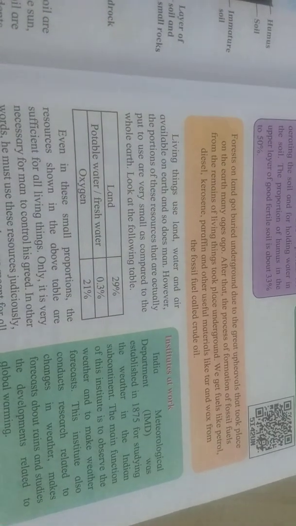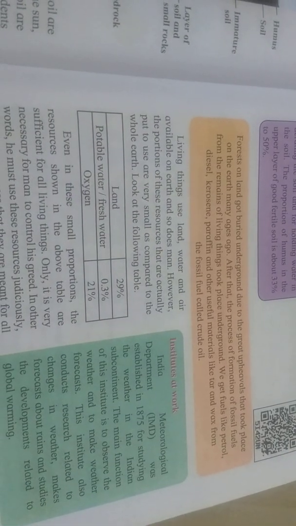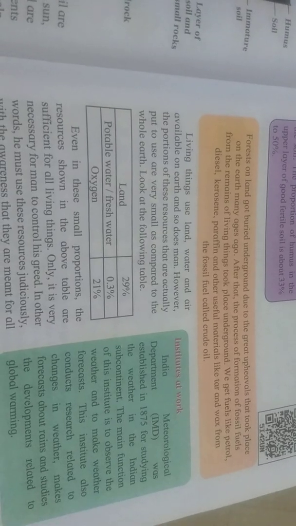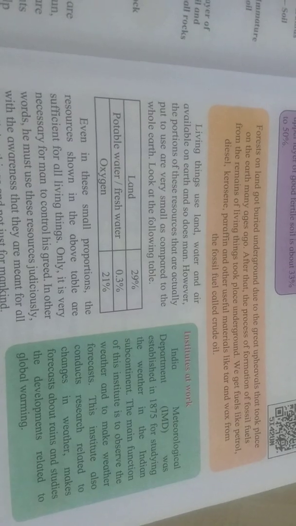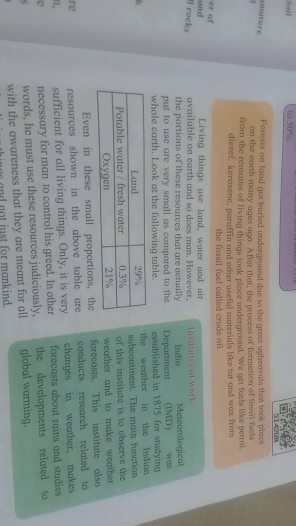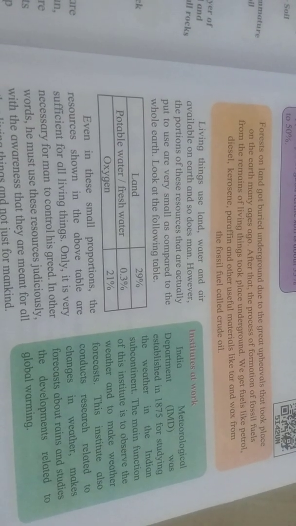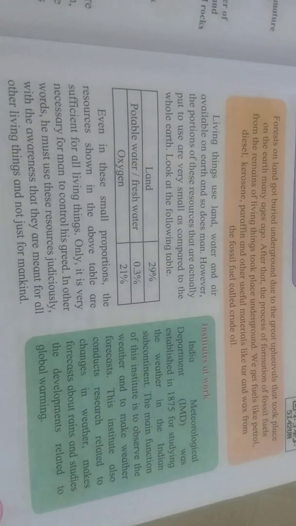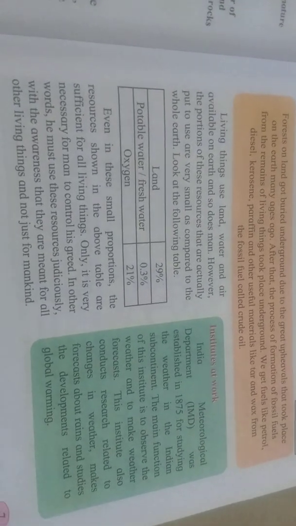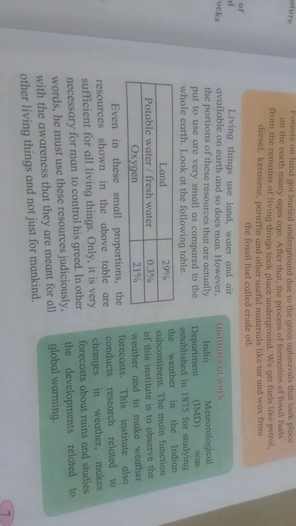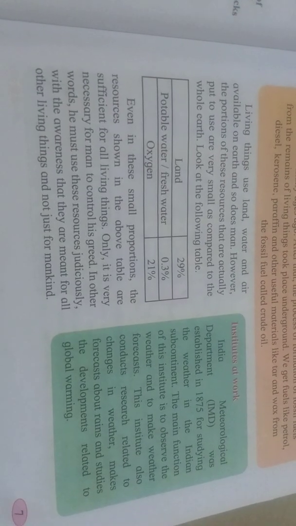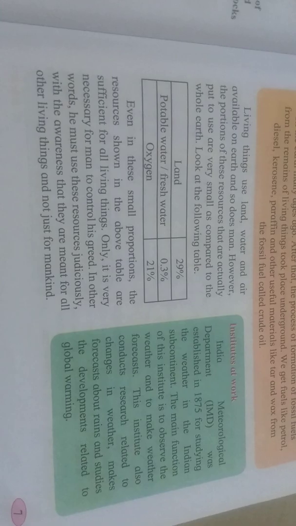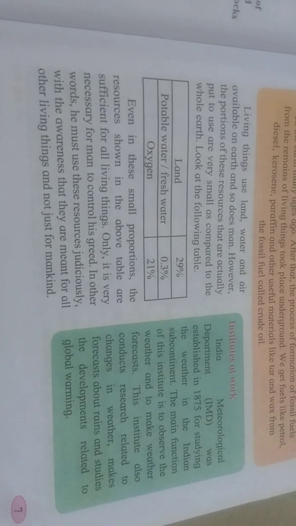Living things use land, water and air available on the earth, so does man. However, the proportion of these resources that are actually put to use is very small as compared to the whole earth. Look at the following table. Land is 29%, potable water or fresh water is 0.3%, and oxygen is 21%. Even in these small proportions, the resources shown in the above table are sufficient for living things.